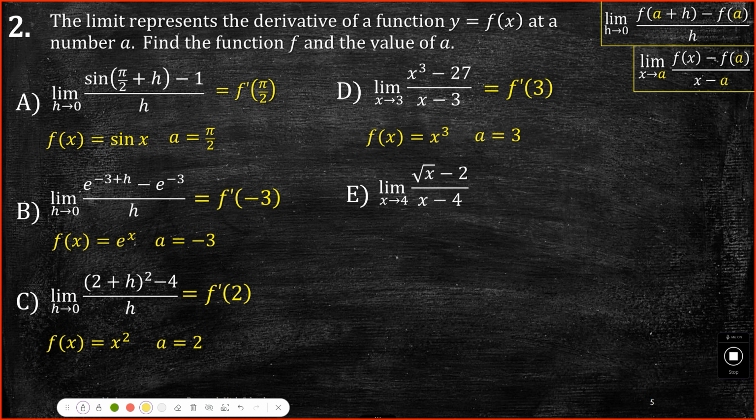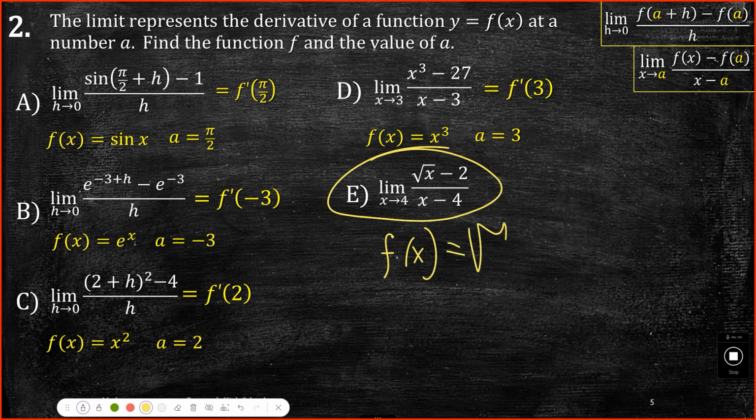I think this is pretty straightforward. This is what we just did in the previous problem 1, where we asked what's the rate of change at 4, and the function f of x is square root of x evaluated at 4. So a is equal to 4.